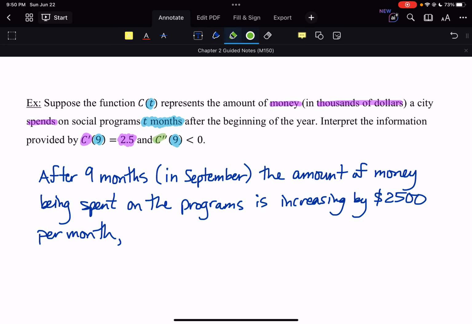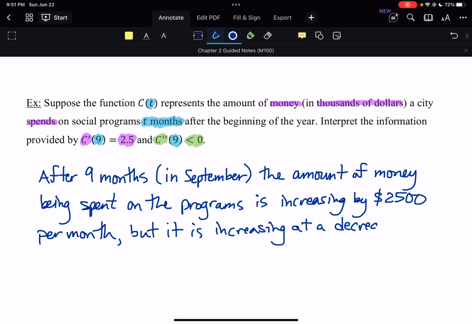And then this one, we have c double prime is less than 0. So this tells us, right, concave down. So even though we are increasing, the values are leveling off. They're getting flatter, right? They're steadying. So we can say that after 9 months, the amount of money being spent on the programs is increasing by $2,500 per month, but it is increasing at a decreasing rate.